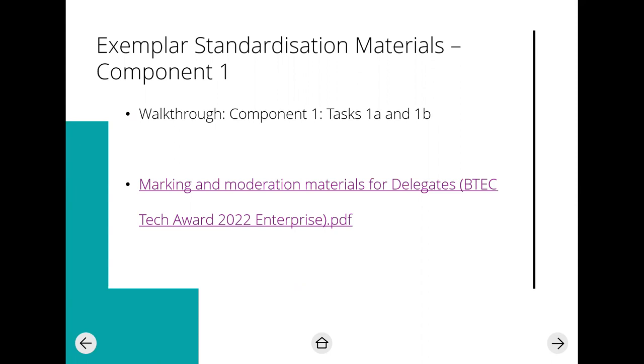Now, just to explain about ESMs, like I said, the work that's been made for these is actual learner work. It's taken from last year from the Legacy Tech Award. So it may not fit entirely with the current PSA sectors and size, but the principal moderators have been trying to make it fit with those sample PSAs.